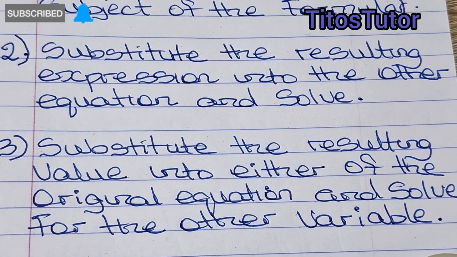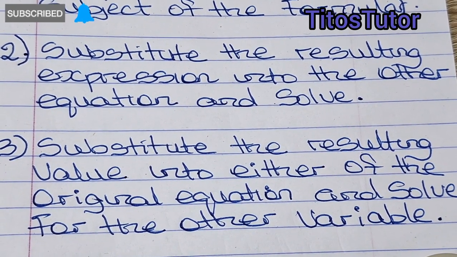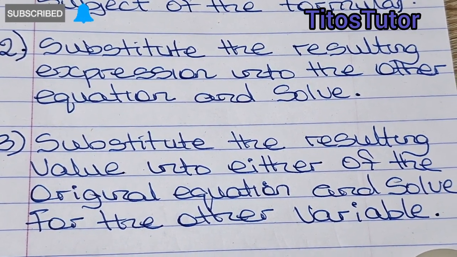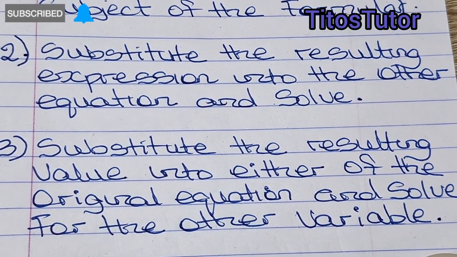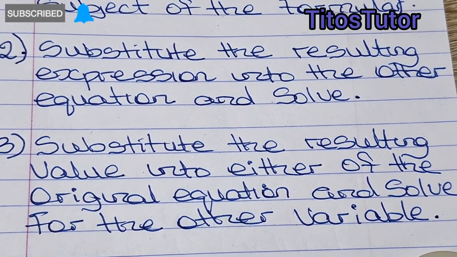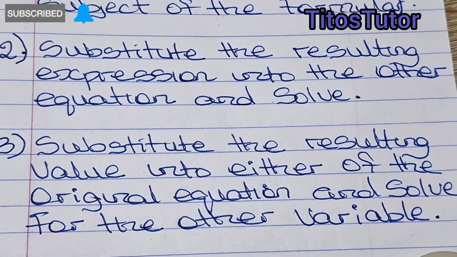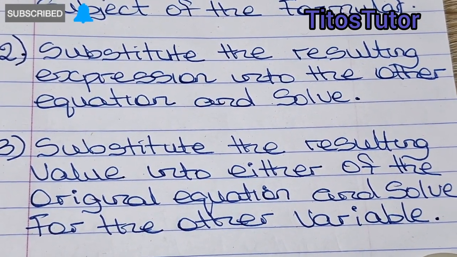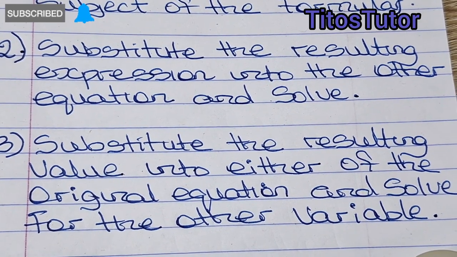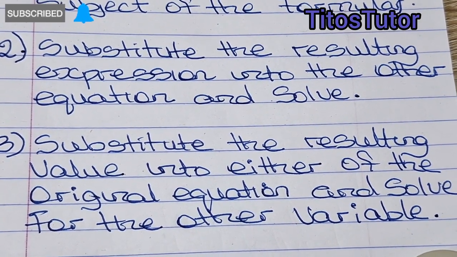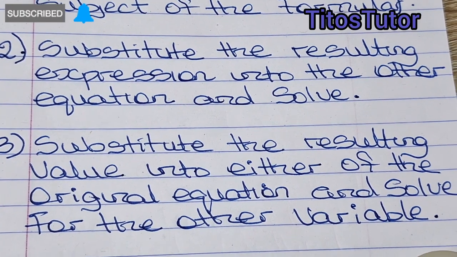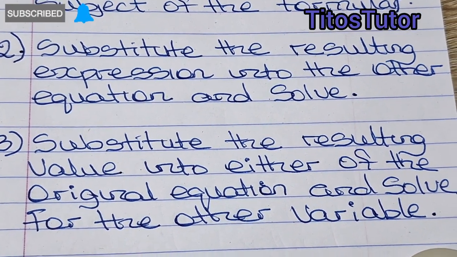Three steps. First, make any of the variables the subject of the formula. Then go to the other equation and substitute to find y, for instance. Then once y is found, you can now choose any of the equations, substitute y into that equation, and x comes out. So that's how it works.